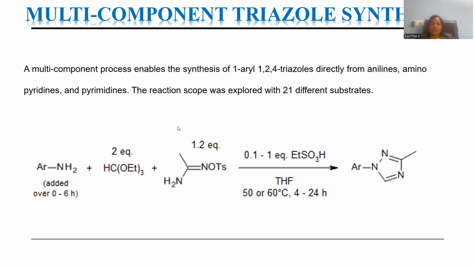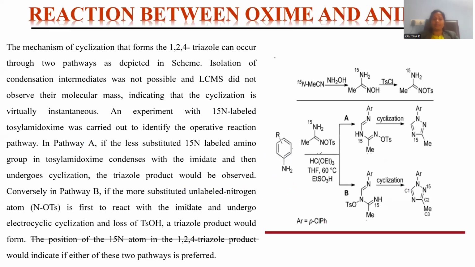In order to achieve this one aryl triazole molecule, aniline is to be taken, and aminopyridine or another pyrimidine may be taken as another material, and here the triethoxy compound is also taken. So all together mixed in a single reaction vessel, giving rise to the final product, a triazole. This is the way a multi-component reaction will be accomplished.